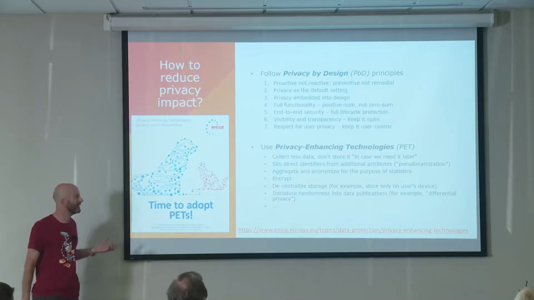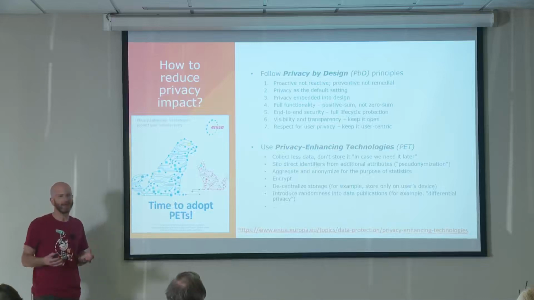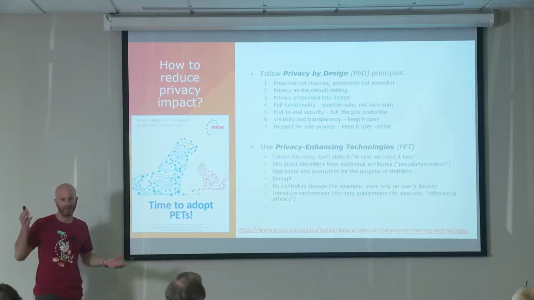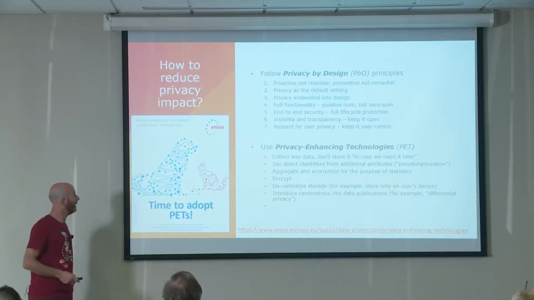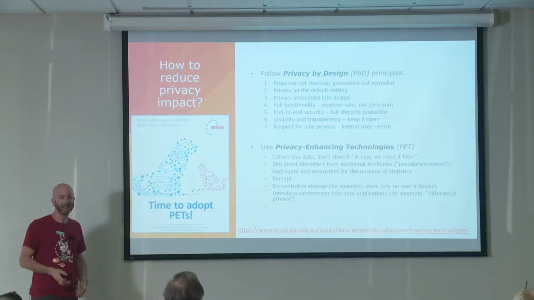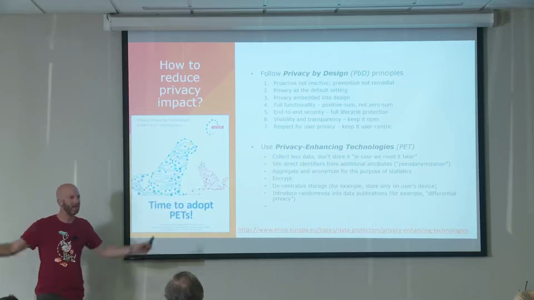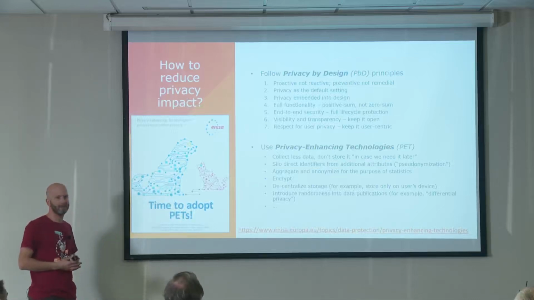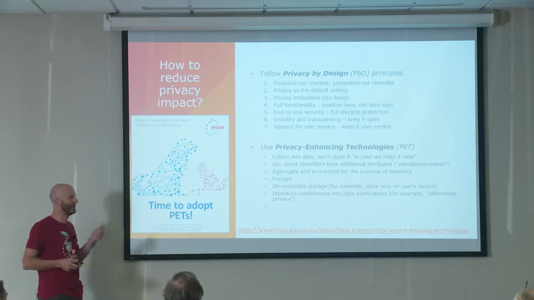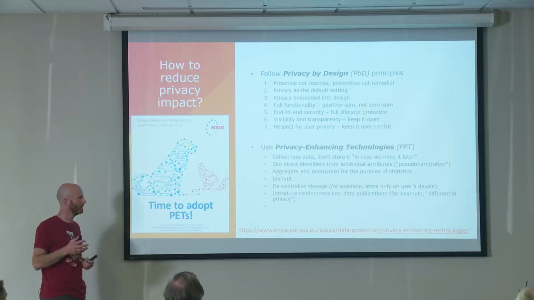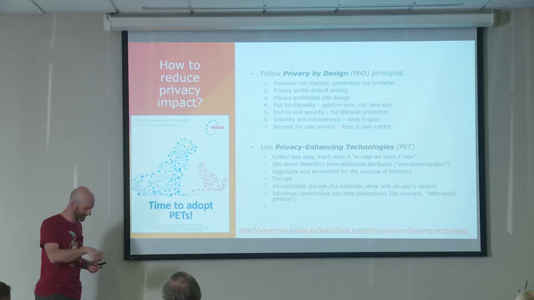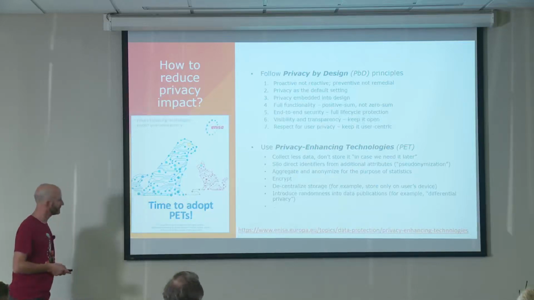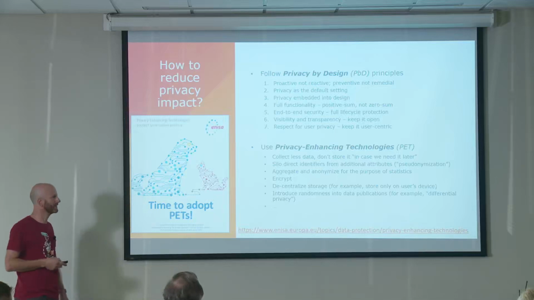Aggregation, trying to anonymize data, is a thing. Encrypting data in transfer and storage is also a privacy-enhancing technology. Decentralizing storage: can we figure out how to store somebody's personal data only on their phone so that it's not all in our database? The last example I put in here is, if we publish data sets, can we introduce randomness so that it's harder for adversaries to say, oh, this data belongs to David? And there's more, so that's something else to look into.